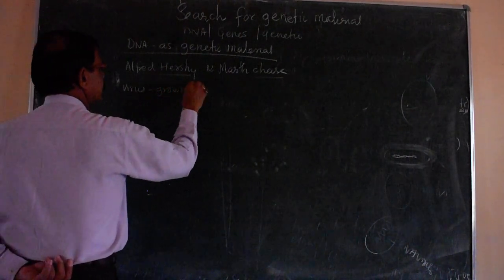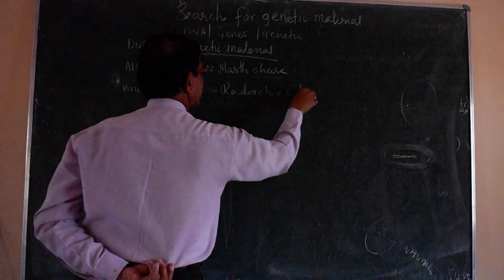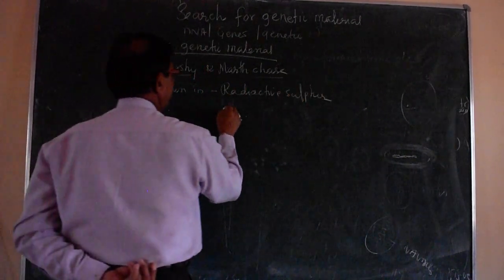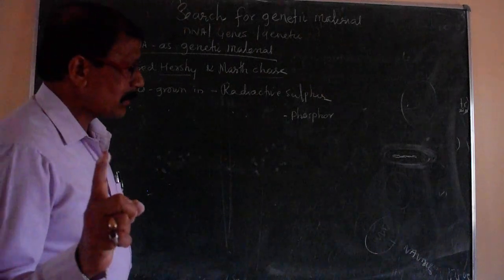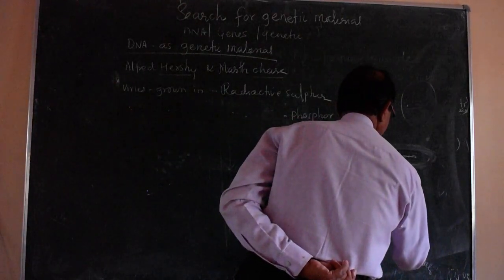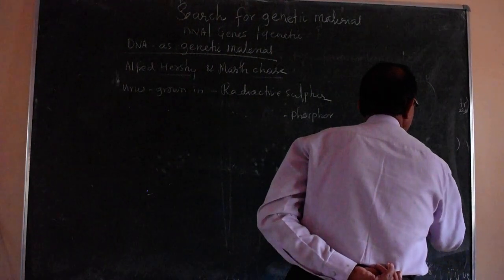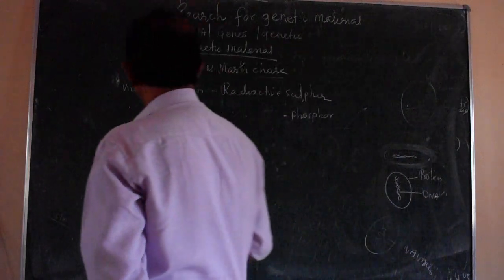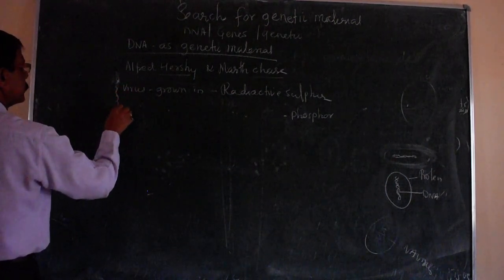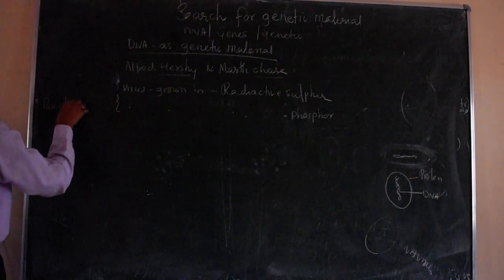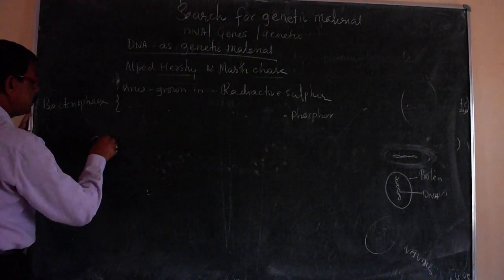Some viruses they grew in radioactive sulfur and some viruses they grew in radioactive phosphorus. As you already studied, a virus is a double stranded DNA externally coated by protein. The virus used here is the bacteriophage, which you already studied, and its structure is almost satellite shaped.